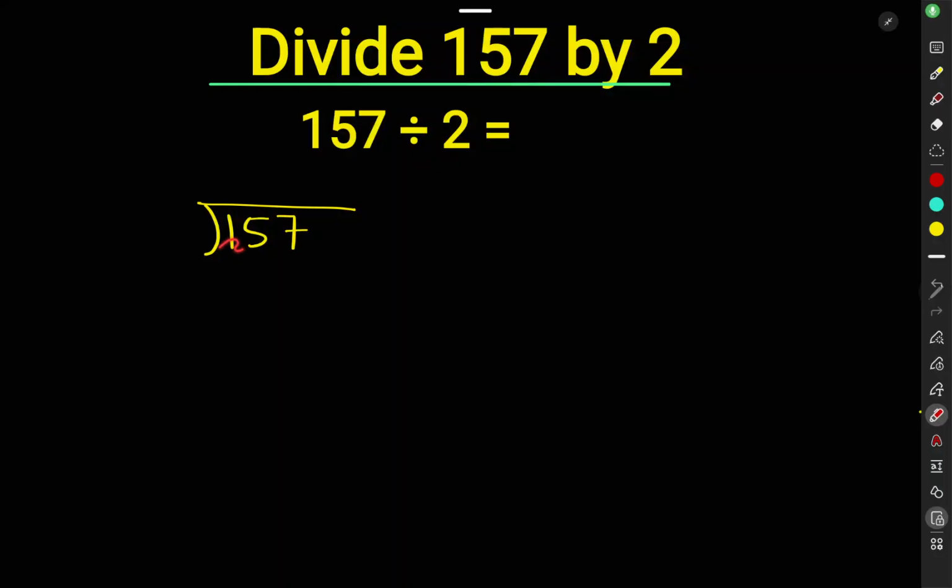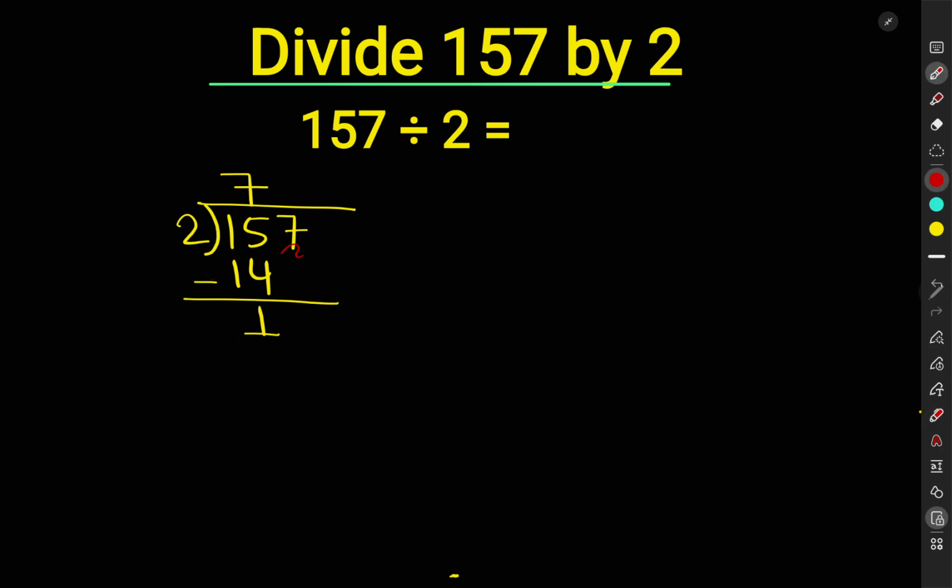Here we divide 157 by 2 in a long division method. So 2 times 7 means 14. On subtracting we get 1. So now this 1 is less than 2.